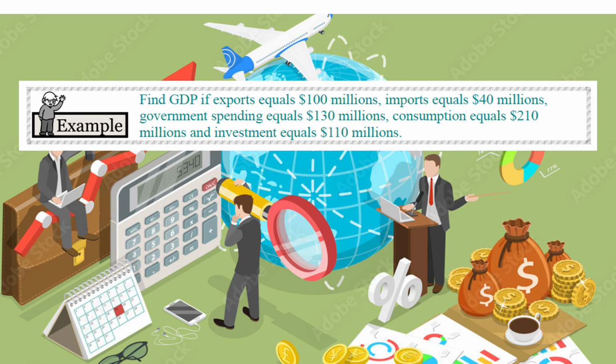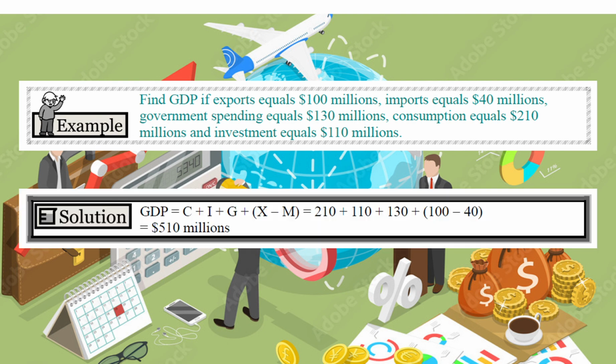Crazy. Calculation time. Find the GDP if exports equal 100 million, imports 40 million, government spending 130 million, consumption equals 210 million, and investment equals 110 million. Don't just add them up. Subtraction is needed. Pause and do it. Welcome back. Try your answer. Imports should be subtracted. So it's 510 billion.